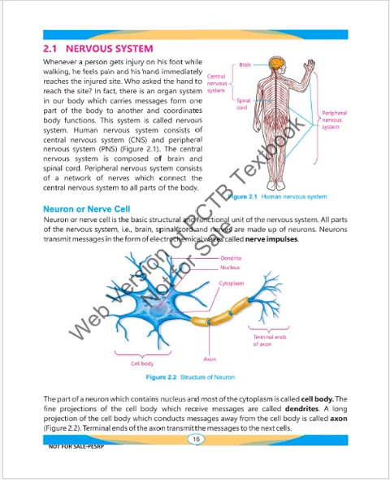The part of the neuron which contains the nucleus and most of the cytoplasm is called the cell body. The fine projections of the cell body which receive messages are called dendrites. A long projection of the cell body which conducts messages away from the cell body is called the axon. The terminal end of the axon transmits the messages to the next cells.